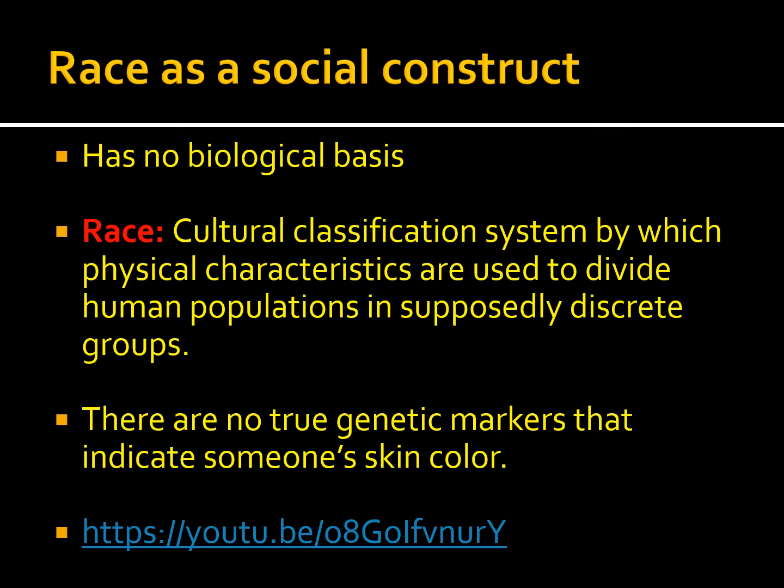So if we were to define race, it's the cultural classification system by which physical characteristics are used to divide human populations into supposedly discrete groups, right? But remember, there are no real true genetic markers that indicate someone's skin tone, right? All we're really looking at are certain sections of the genome and comparing them to modern population gene sequences to see if they have a preponderance of genes that are close to someone of a certain skin tone, right? So we don't actually have true genetic markers that indicate what a person's skin tone is. We can't narrow it down to one gene or the other.